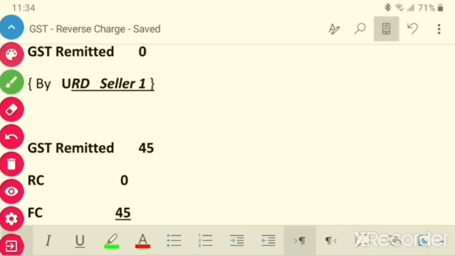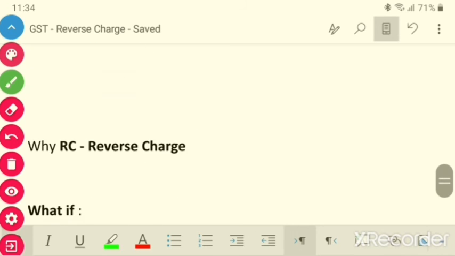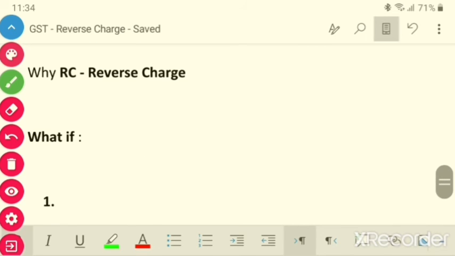Then for government, what is the revenue collected? 45. Whether it is FC or RC, how much is the revenue collected? 45. Then what is the use of levying reverse charge? Why reverse charge? Why RC? Now let us have a look into certain situations.